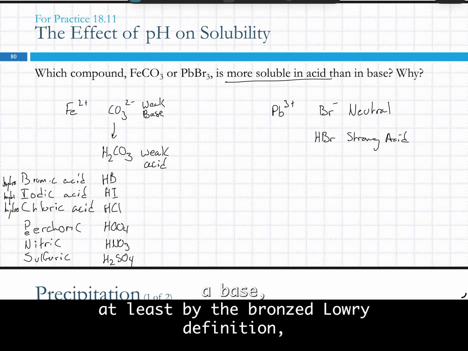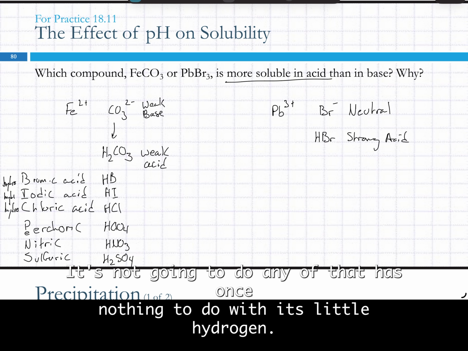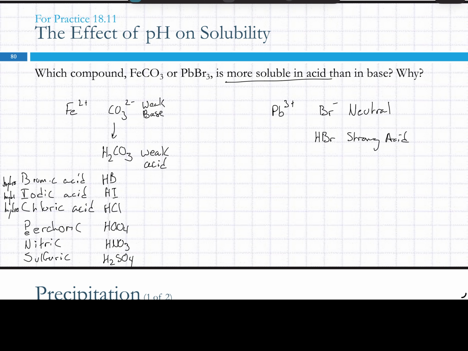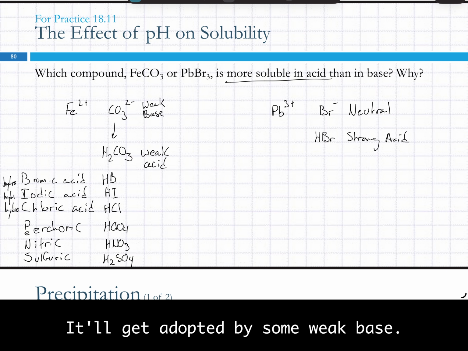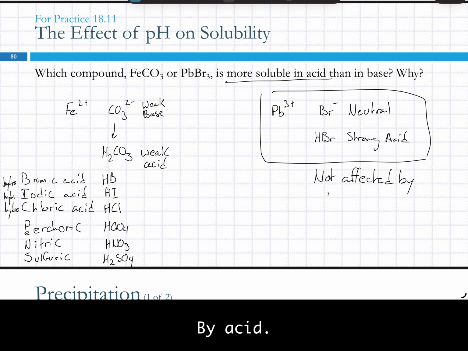And for something to be a base, at least by the Bronsted-Lowry definition, it has to be a proton acceptor or a hydrogen acceptor. Bromide's not going to do any of that. Wants nothing to do with its little hydrogen. Poor little hydrogen. It'll get adopted by some weak base. So that means that this lead-3 bromide is not affected by acid.